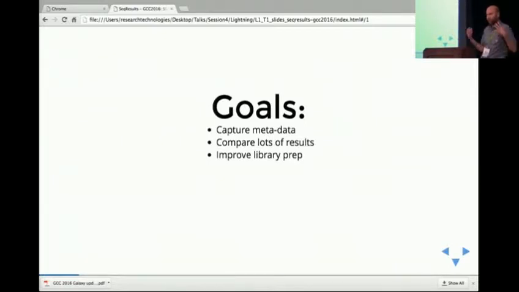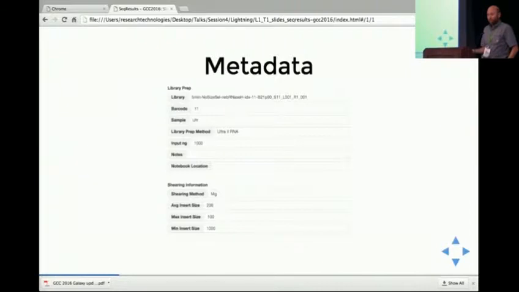So our goals are to capture metadata, use that metadata to identify results to compare, and compare lots of data as we're developing new sequencing reagents. So we want to improve library prep. That's the end goal here. So what kind of metadata am I talking about?